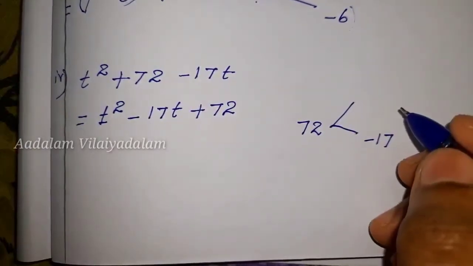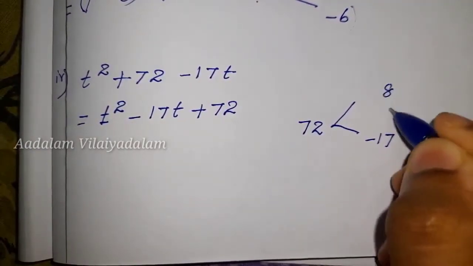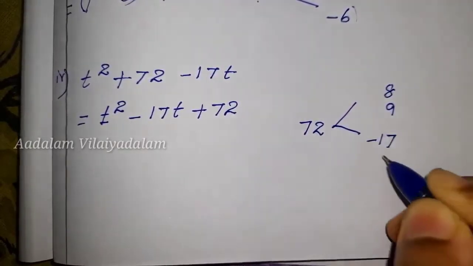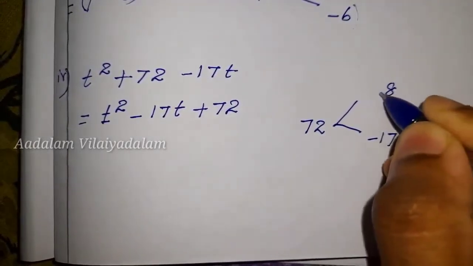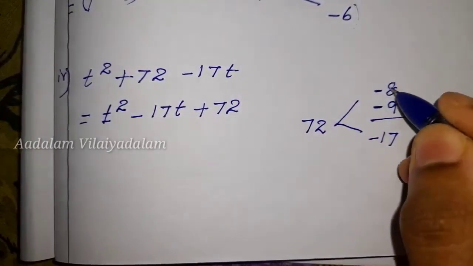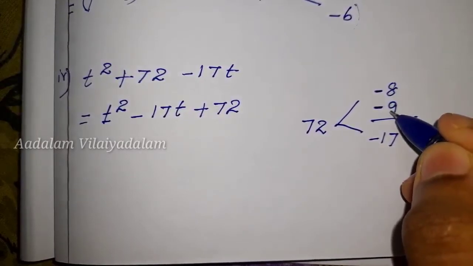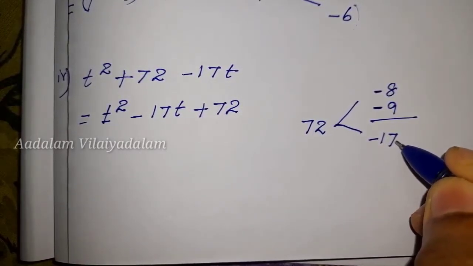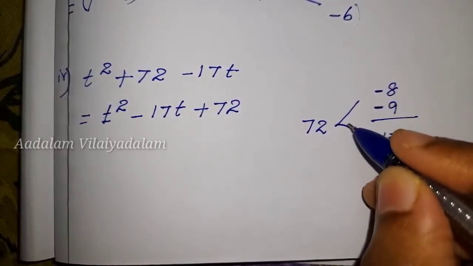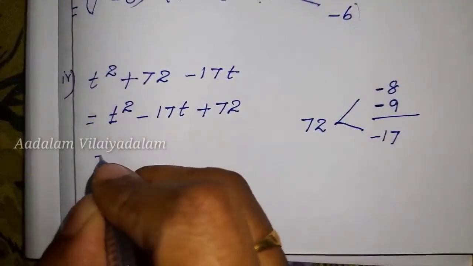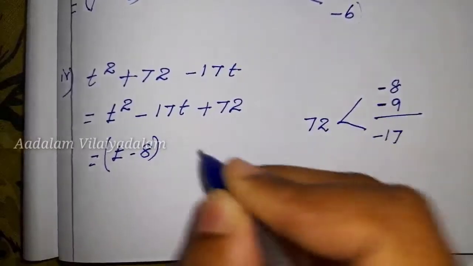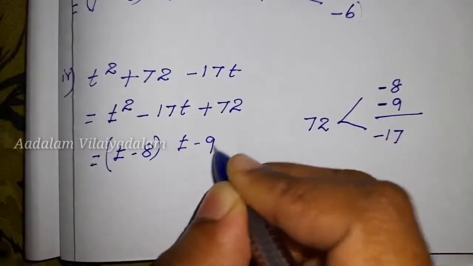So the factors of 72: 8 times 9 is 72, but here the minus symbol is there, so put the minus sign, here also minus. So in addition, minus 8 minus 9, the answer is minus 17. In multiplication, minus into minus is plus, 8 times 9 is 72. The factors are t minus 8, the first factor. The second one, t minus 9.